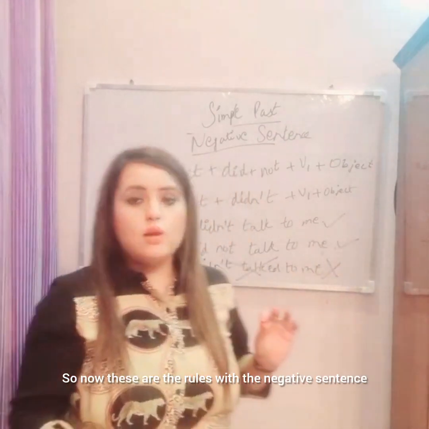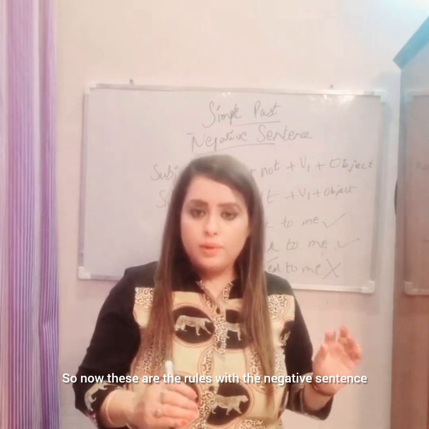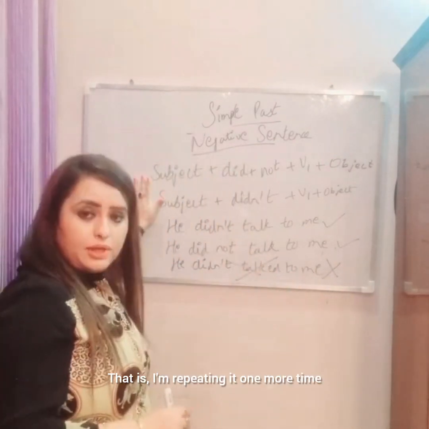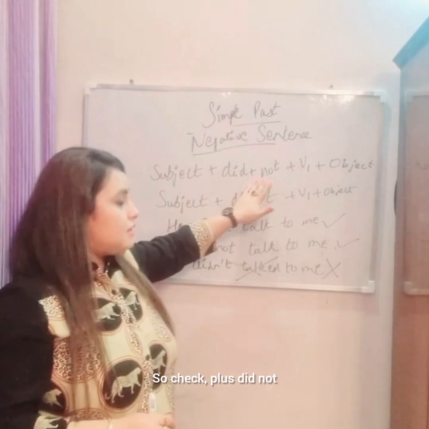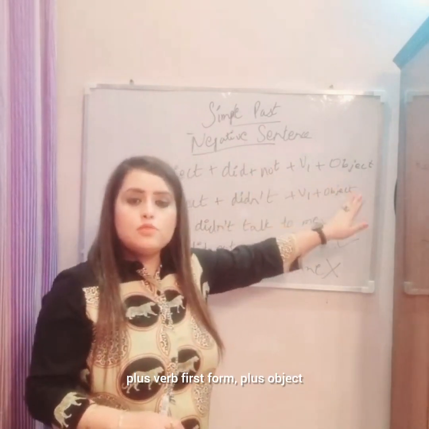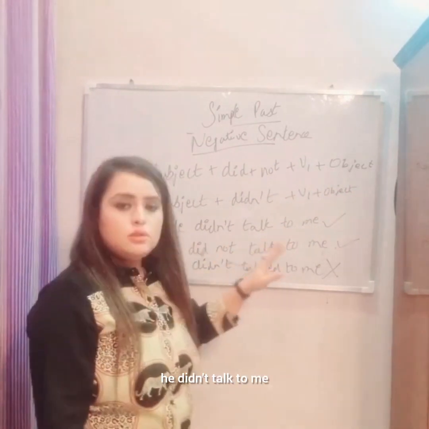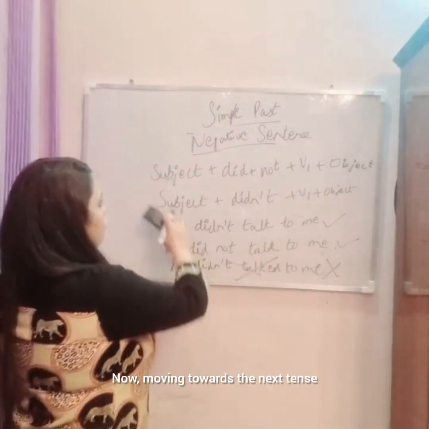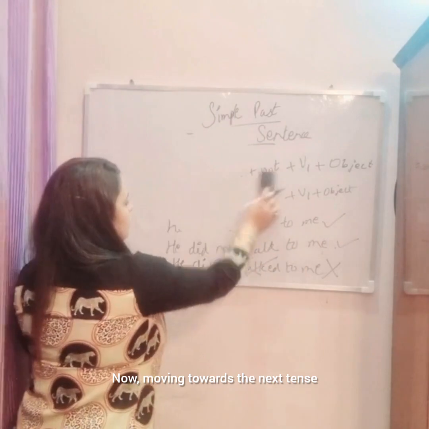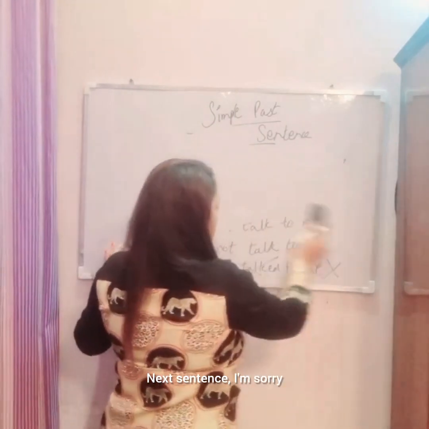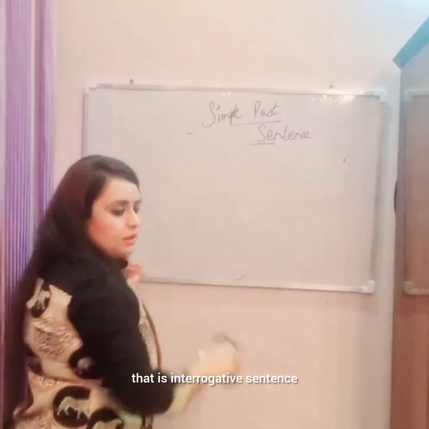Okay, so these are the rules with the negative sentence. I'm repeating it one more time: subject plus did not plus verb first form plus object, followed by the example, he didn't talk to me. Now moving towards the next sentence type, that is interrogative sentence.